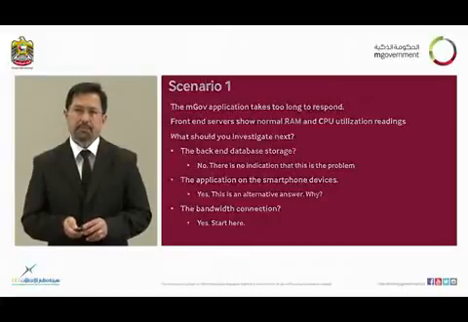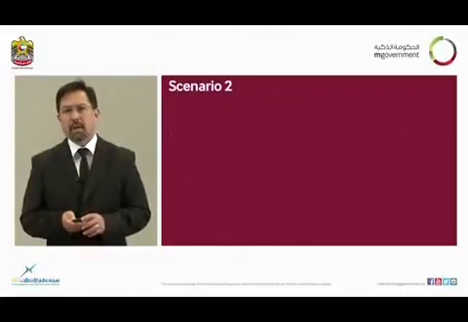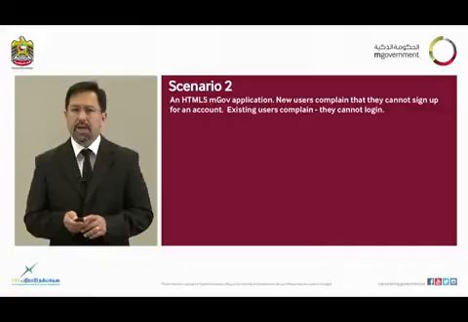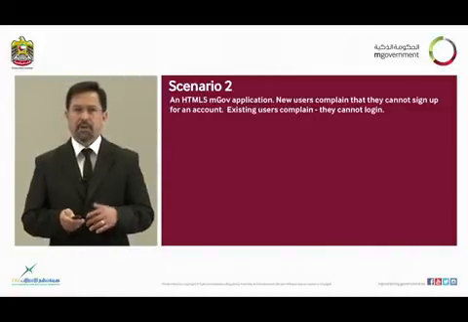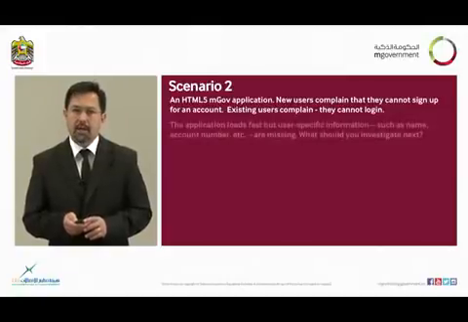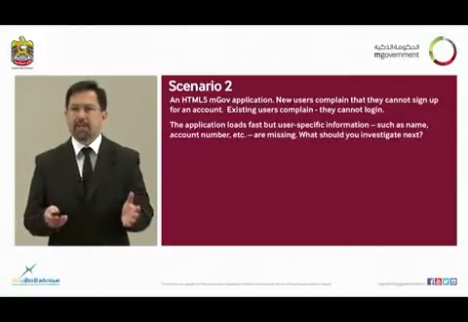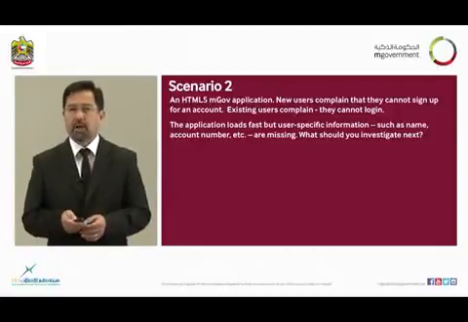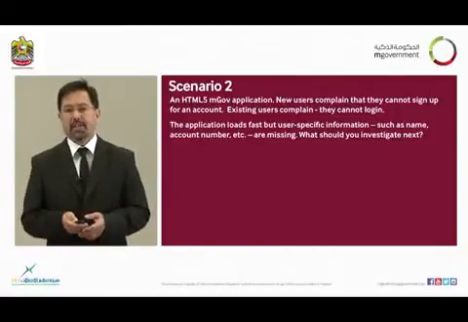In the second scenario, we have an HTML5 mobile government application where new users are complaining that they cannot sign up for the account. Existing users complain that they cannot log in. So the application loads fast, but the user-specific information such as the name, the account number, etc. are missing. What should you investigate next?